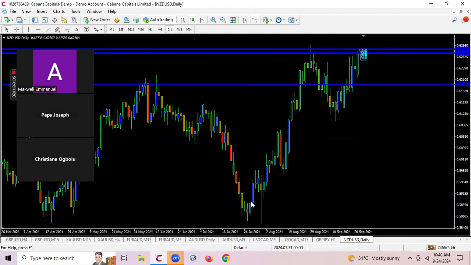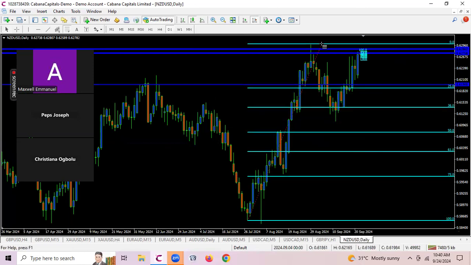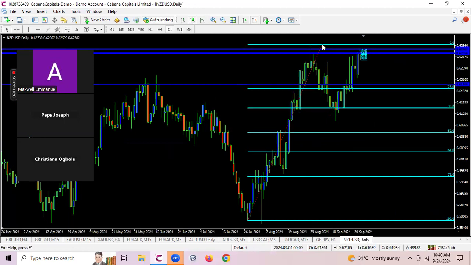So look at daily. This is where price started going up. If we apply our Fibonacci from this swing low to this swing high, we want to see price pull back to a discount area before we consider buying. We cannot buy from the current market price. Are you getting me? Yes, sir. So that's my take on it.